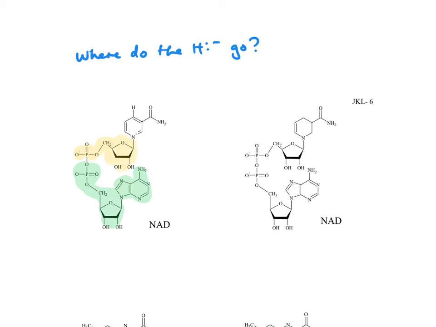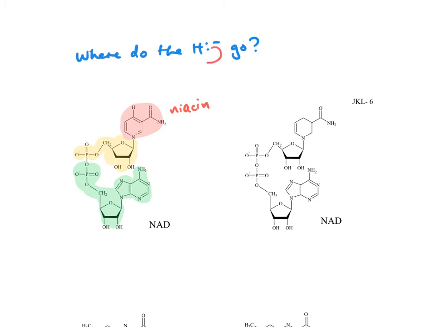This is a ribose with a 5' phosphate on there. And up here we have niacin. So this is a vitamin, and let's make a note of that. This is niacin. It's one of the B vitamins. And the purpose of niacin is to accept hydride ions.